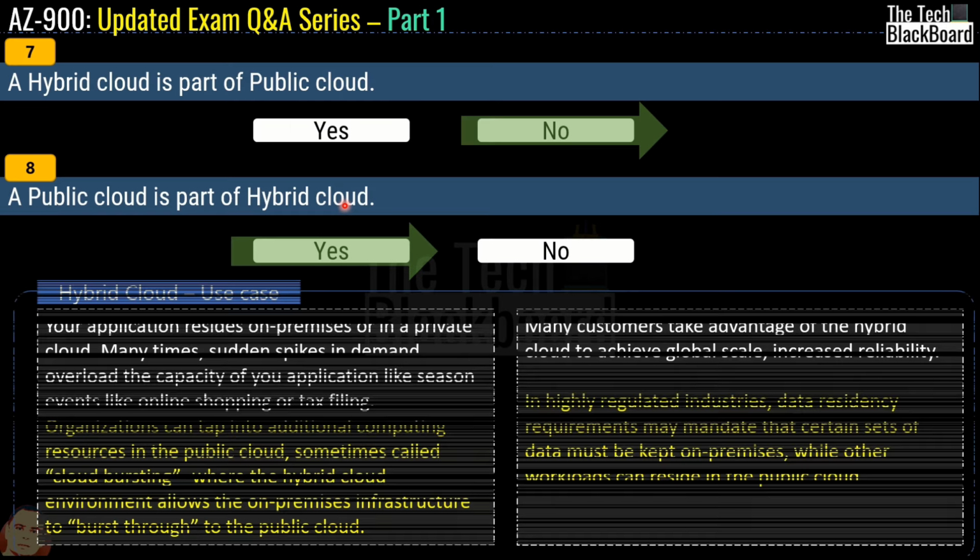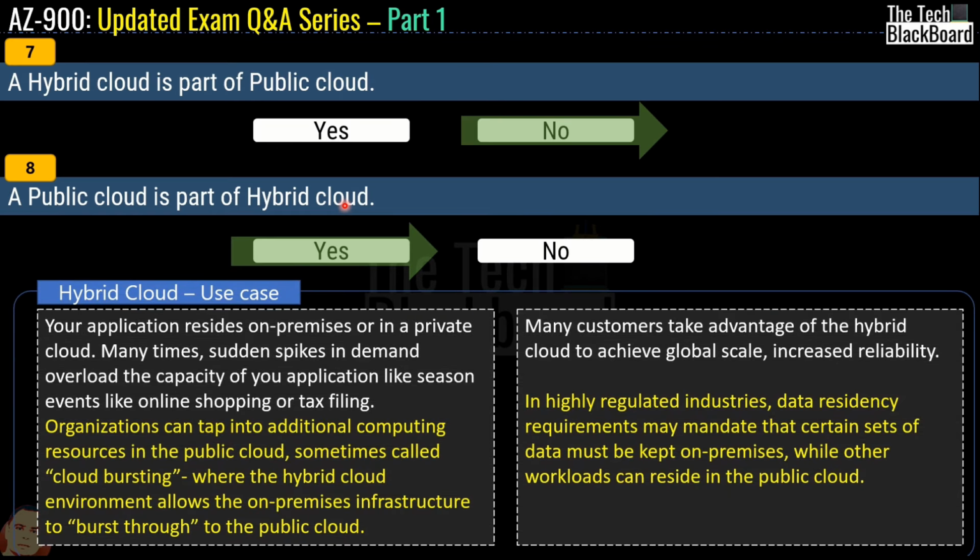Now let me give you some more details on hybrid cloud and give its use case so that you understand hybrid cloud a little better. And here you can see that I have given a use case where you can possibly use hybrid cloud. So let's read out. And it says that your application resides on premises or in a private cloud. Many times certain spikes in demand overload the capacity of your application, like seasonal events, like online shopping or tax filing. So in these kind of business scenarios, the organization can tap into additional computing resource in public cloud, sometimes known as cloud bursting, where the hybrid cloud environment allows the on-premises infrastructure to burst through the public cloud.